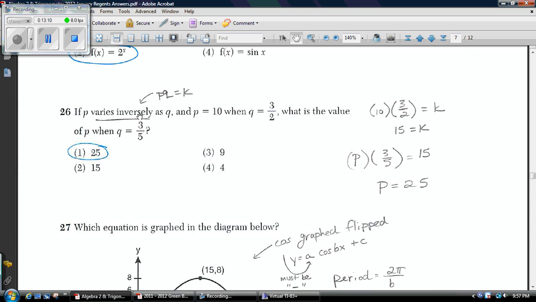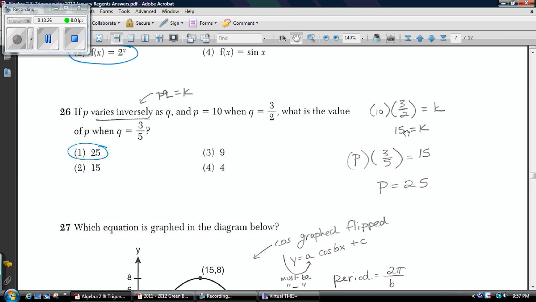If p varies inversely, there's the key word. That means that p times q equals k, a constant. P is 10 when q is 3/2. The first thing you've got to do is figure out k. Multiply these two, figure out k. K is 15.